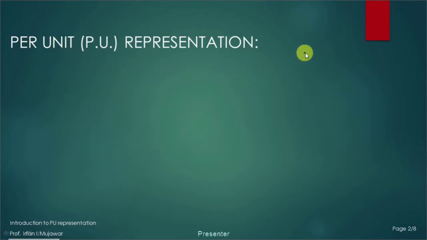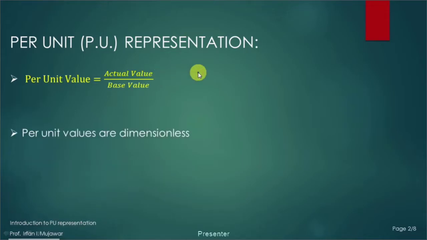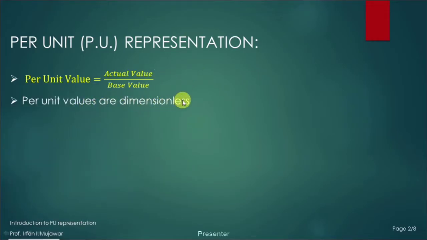What is the definition of per unit value? Per unit value is defined as ratio of actual value to the base value. Now both the values should have same unit. For example, when we say per unit voltage, then it is actual value of voltage divided by base value of voltage, where unit of actual value of voltage and base value of voltage is volts. What will be overall unit of per unit value? So as we can see, as it is ratio of same units, per unit value will not have any unit. So per unit values are dimensionless.